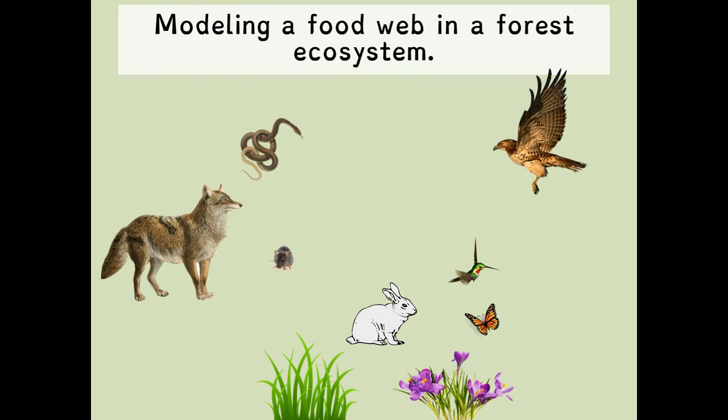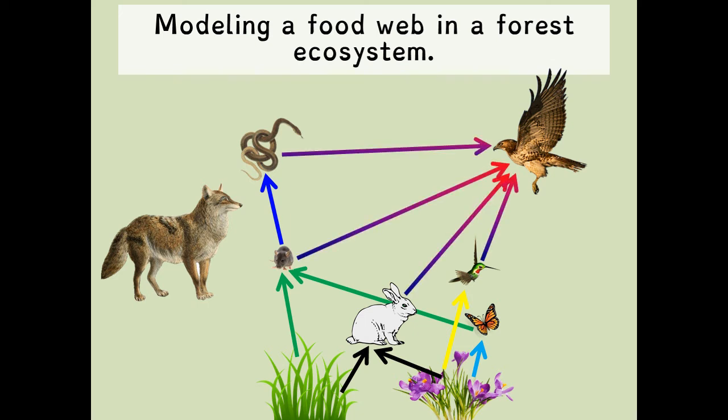Now we're going to look at modeling a food web in a forest ecosystem. So our rabbit is going to eat our primary producers, which are the grass and the flowers. The hummingbird feeds only on the nectar of the flowers, along with the butterfly, who also only feeds on the nectar of the flowers. The rat will eat both the butterfly and the grass. Then the snake eats the rat. And the hawk will eat the snake, the rat, the rabbit, and the hummingbird. And the coyote will eat the snake, the hawk, the rabbit, and the rat.